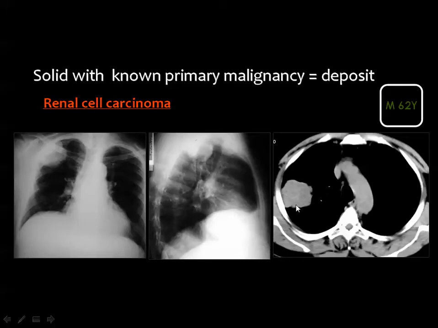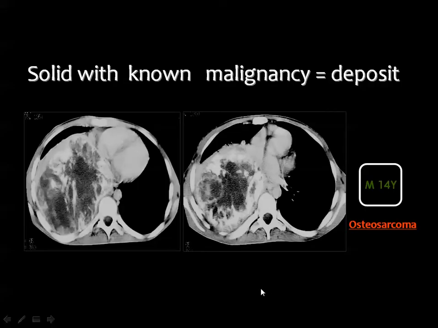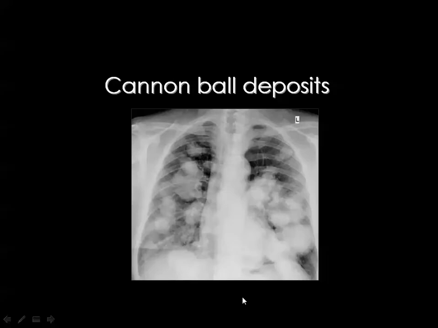Then you see a mass in the apex of the right lung, and you did a CT scan and you see that the mass is solid, and you are going to diagnose bronchogenic carcinoma, but you know from the history that the patient had renal cell carcinoma. Then you think of metastatic deposit. And this patient had an osteosarcoma with a big mass containing calcium and a breakdown in the right lung representing metastatic deposit. Then if you have a chest X-ray with multiple large lesions like this, you think of metastasis.